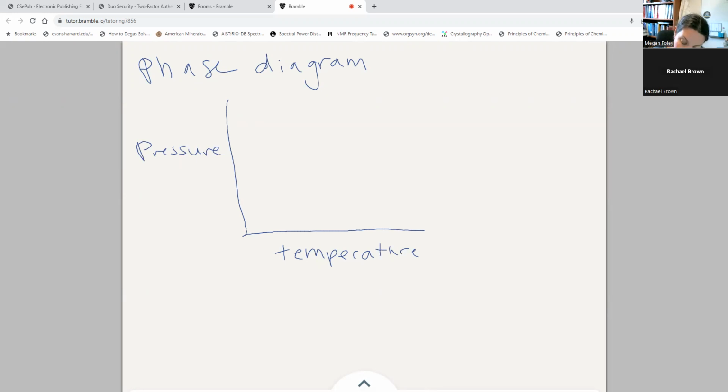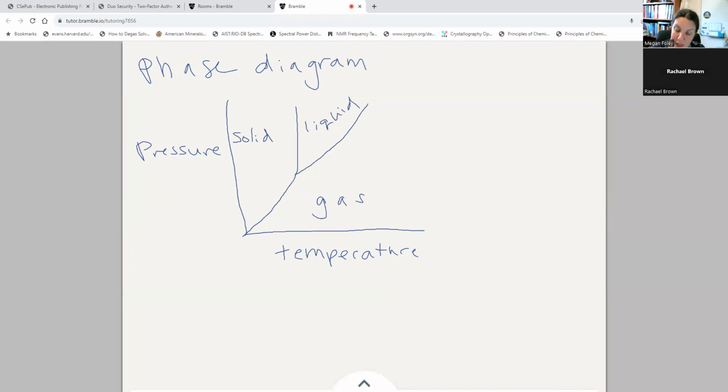So essentially, with this, you're going to have what almost looks like a little Y, like this. At our lowest temperature is going to be our solid. And then at our lowest pressure is going to be gas. And then the one in our V in the middle is going to be our liquid.